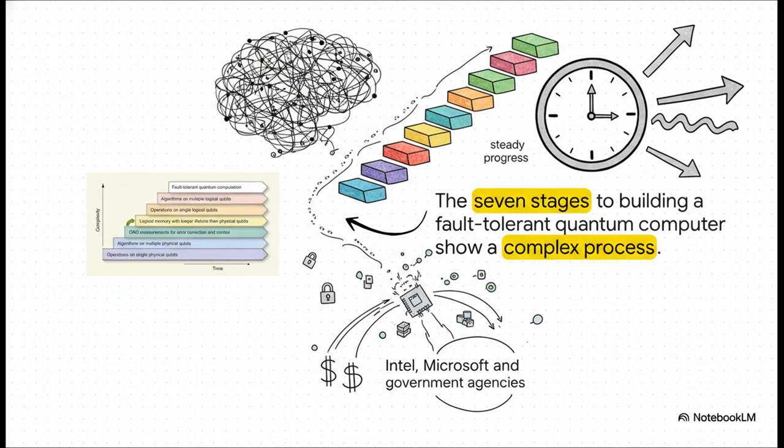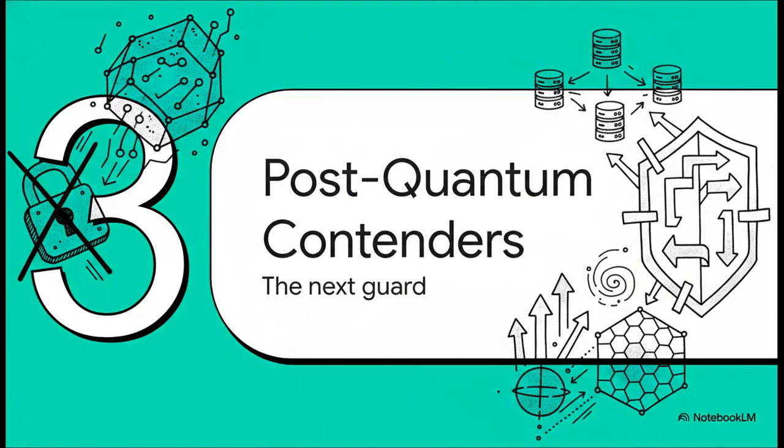The estimates for Z are all over the place, from 10 years to maybe never. But the point is, progress is being made. And for any data that needs to stay secret for a long, long time, that clock is already ticking. Okay, so we've got the problem. We've got the timeline. Now for the good news.